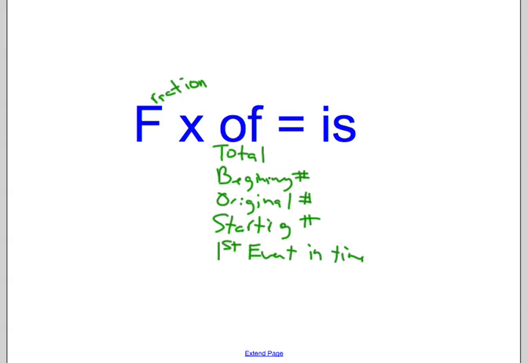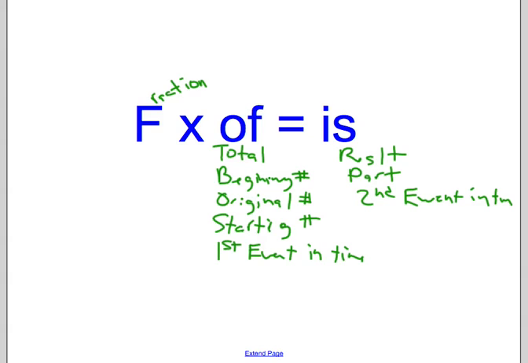It's the starting, beginning, original. It's what you have to begin with. All right, that's the number that goes in the "of." The "is" is the result. It is the part, or it's the second event in time. Okay, and if we come across some other things to put in here, then we'll add to it.